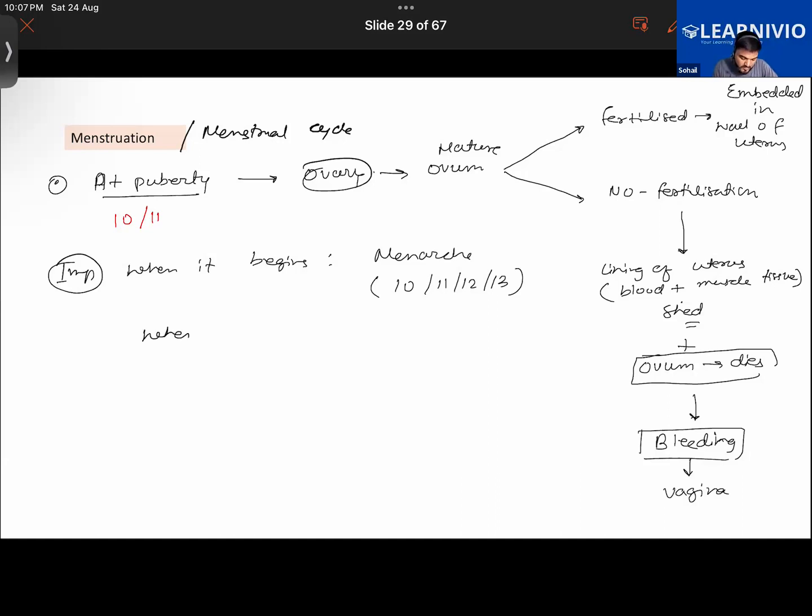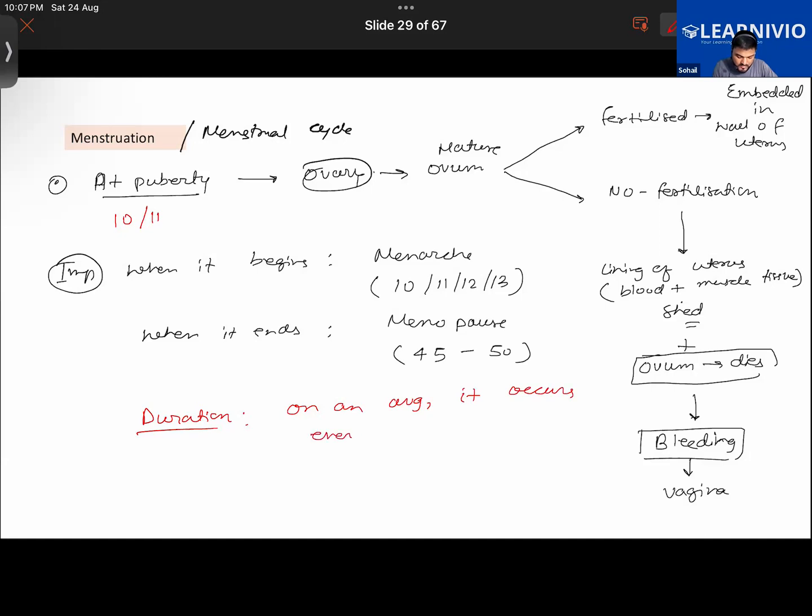When it ends, it will be called menopause, usually from the age of 45 to 50 years. By that time, the bleeding will stop, the menstrual cycle will stop. Another important thing, talking about the duration of the menstrual cycle, is that on average it occurs every 28 days. So hope that much is clear to everyone.